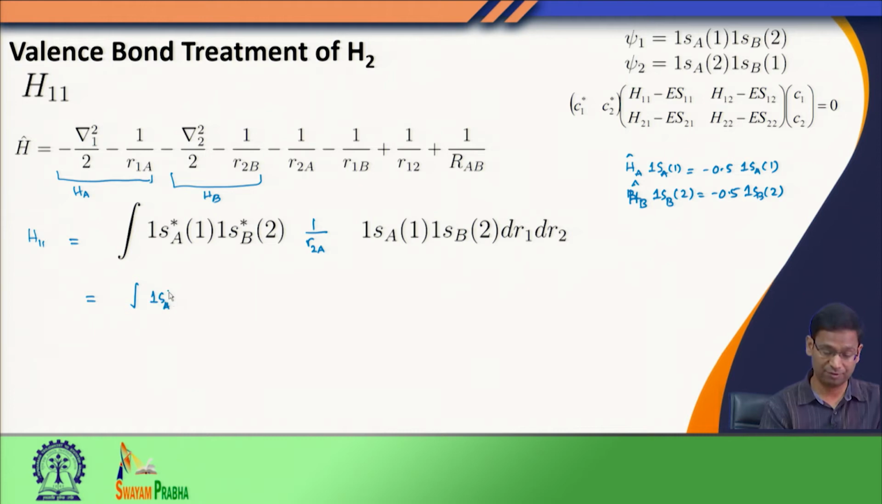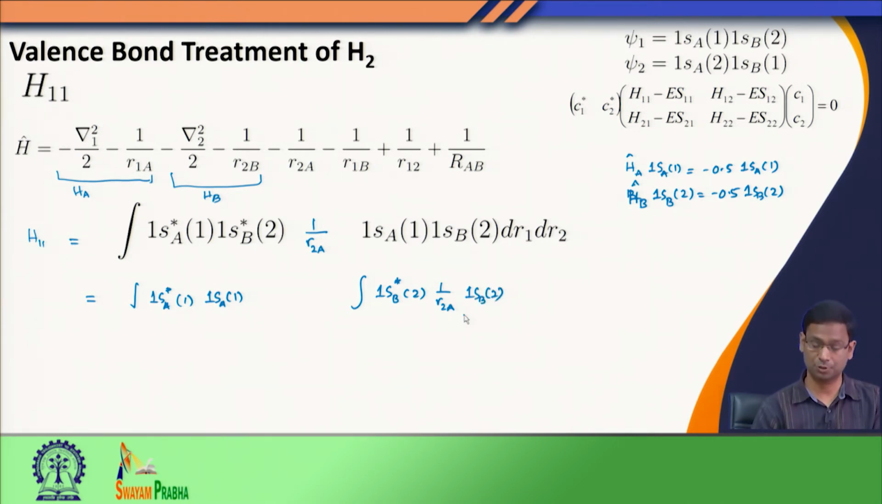I have the first term, 1s_a star, which depends on electron 1, and this function depends on electron 2. So, let us write that separately. What about the operator? The operator is 1 over r_2a, which depends on electron number 2, and then 1s_a(1), which is a function with dependence on electron number 1, and 1s_b(2), a function with dependence on electron number 2. Now I have the integrals dr_1 and dr_2, which I write in this way.